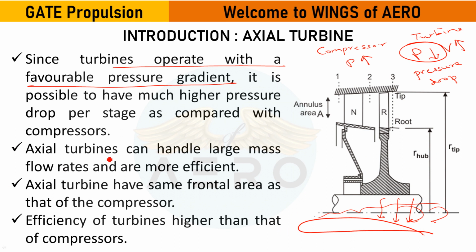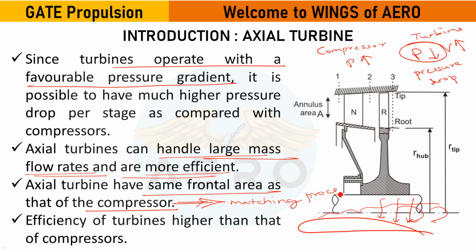Now another very important point: the axial turbine can handle a large mass flow rate, and hence we can call it more efficient. And as one of the features, the axial turbine has the same frontal area as that of the compressor. Why? Because of the matching process. So as I have said, when you are going to design a compressor and a turbine, we need to match the compressor and the turbine.